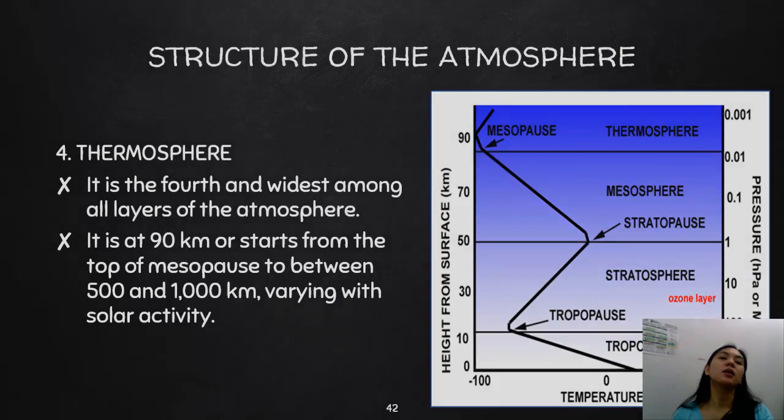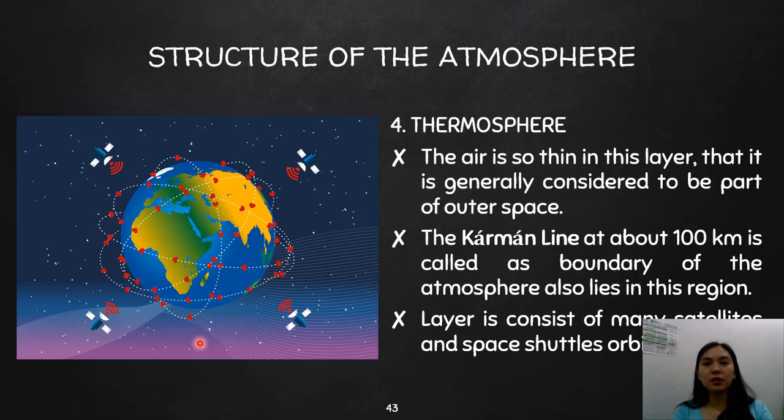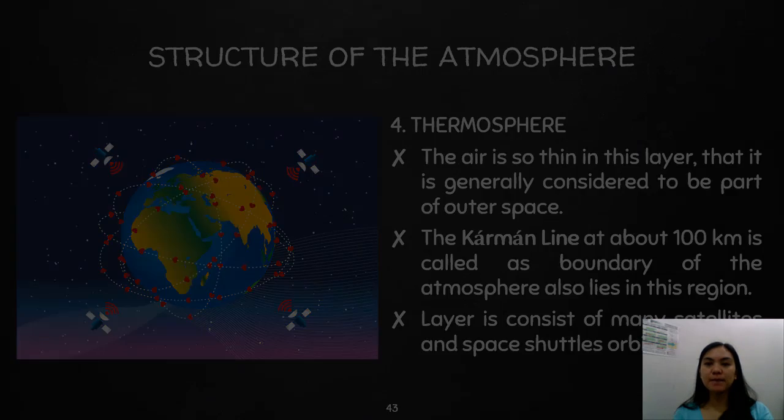What do we have in the thermosphere? It says here, the air is so thin in this layer that it is generally considered to be part of the outer space. The Kármán line at about 100 kilometers, considered the boundary of the atmosphere, lies in this region. So your thermosphere contains the Kármán line, and this layer contains many satellites and space shuttles. In this layer is where they orbit.